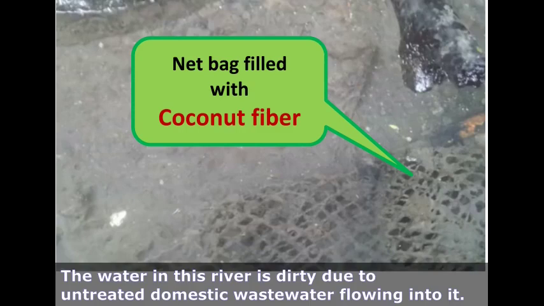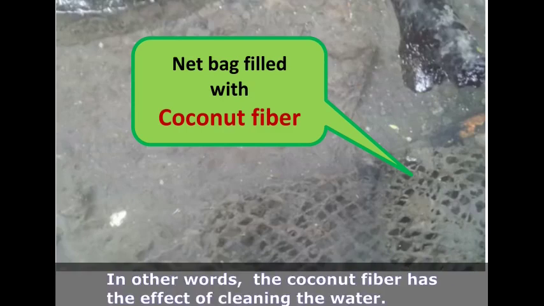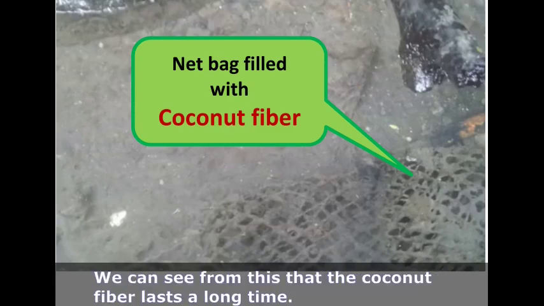The water in this river is dirty due to untreated domestic wastewater flowing into it. However, the water around the coconut fiber is clean and fish live in it. In other words, the coconut fiber has the effect of cleaning the water. This video was taken about 7 years after the installation of the coconut fiber. We can see from this that the coconut fiber lasts a long time.